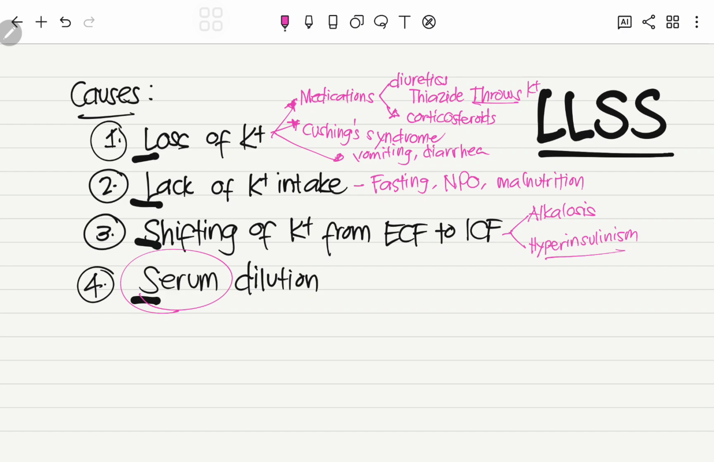Mas lumapsaw po yung ating serum or yung ating blood. So this can be caused, of course, by two major reasons. Number one is through water intoxication. Okay, through water intoxication. So alam natin yan, no? So when we say water intoxication, there's too much fluid or water inside the body. So this can also be known as your FVE or your fluid volume excess or your overhydration. Okay, pareho lamang po ito.